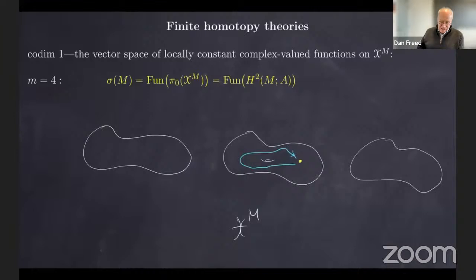Okay, if we go to codimension one, so that's a four manifold in our five-dimensional theory, we want to produce a vector space. And what is the vector space? We're just going to take the space of functions on the space of fields. That's our vector space. That's what we usually do. Except again, we want something more homotopical. So we want really locally constant functions. So those end up being, of course, just one number for each path component.